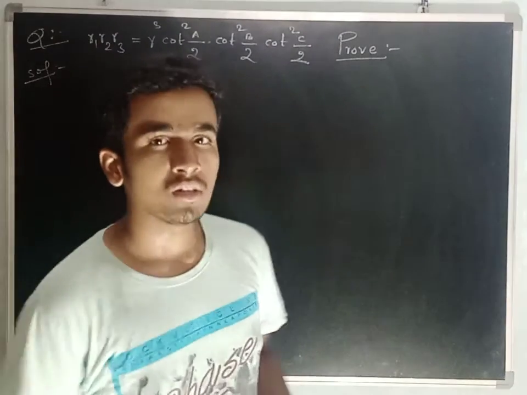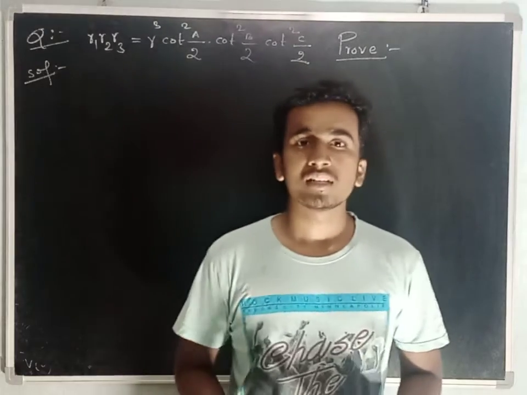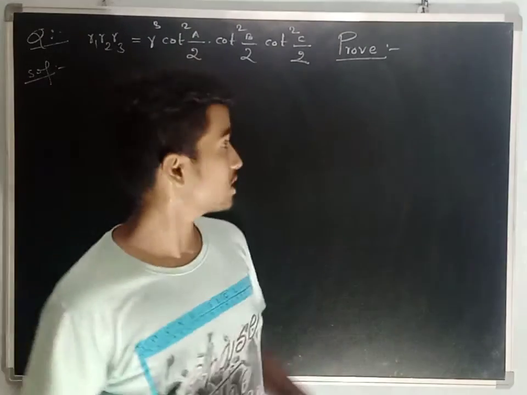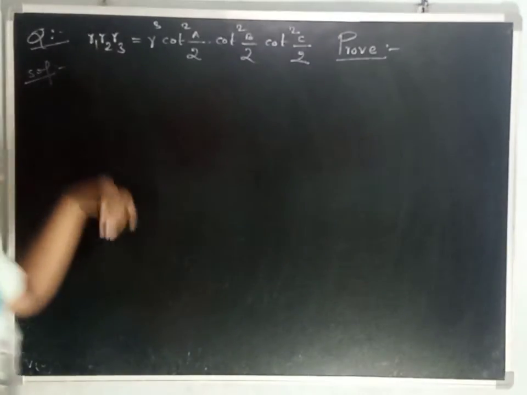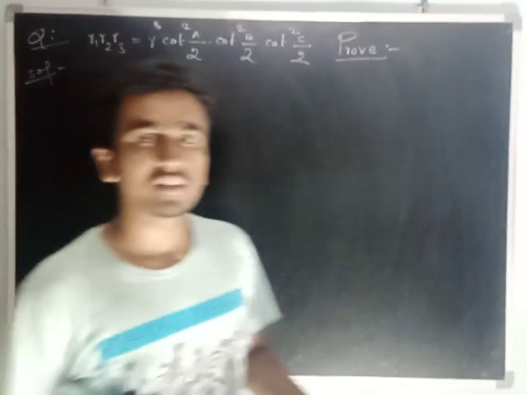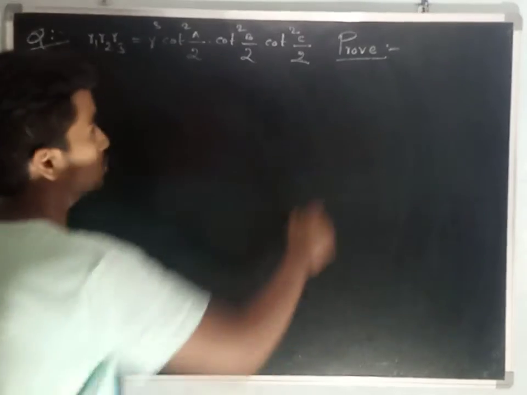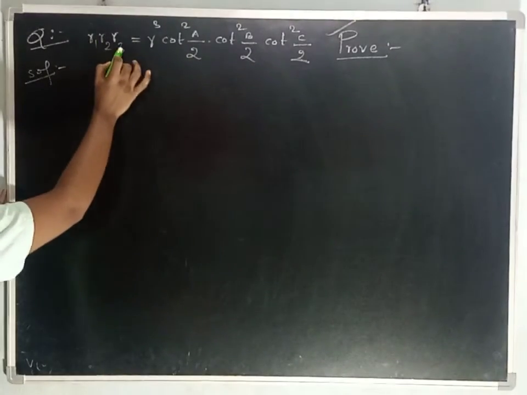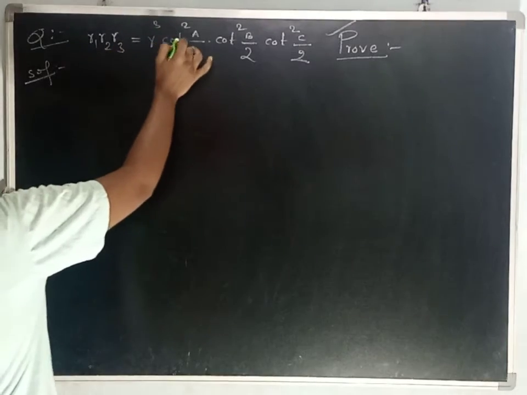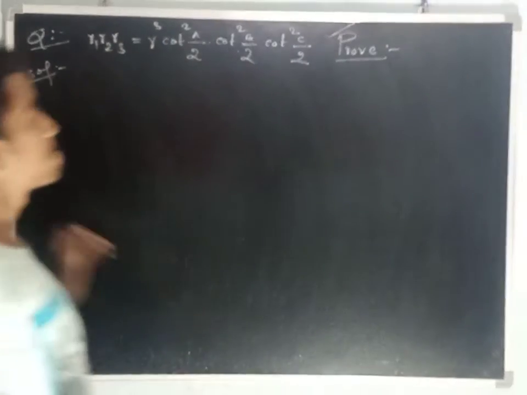In the previous video, we discussed a question, right? In a similar manner, in this video we are going to discuss another question. Similarly, in a similar model, we need to prove the result. He is asking us to prove that R1 R2 R3 is equal to R cube into cos square A by 2, cos square B by 2, cos square C by 2.